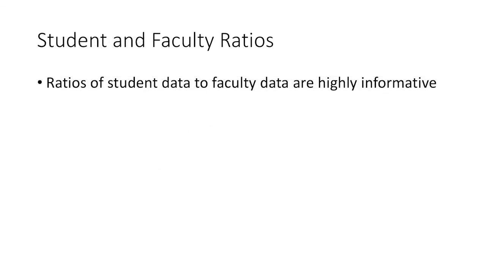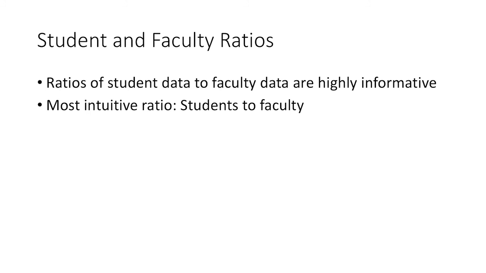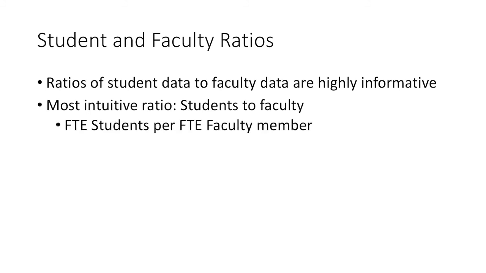The student enrollment data and the faculty data are usually put together into ratios to help you understand what's going on in a department. Ratios of student data to faculty data tell you a lot about a department, and the most intuitive ratio that we talk about is student-faculty ratio. In productivity studies, that is always the ratio of FTE students to FTE faculty members.